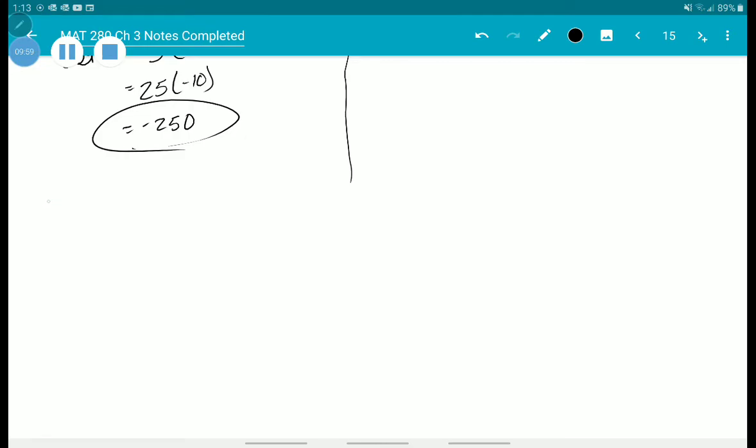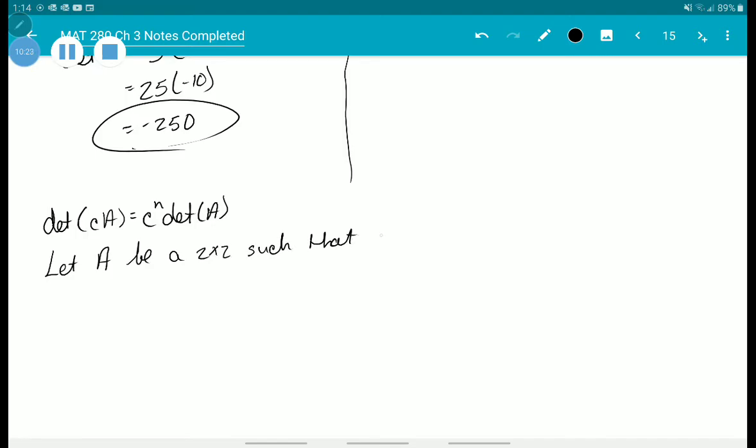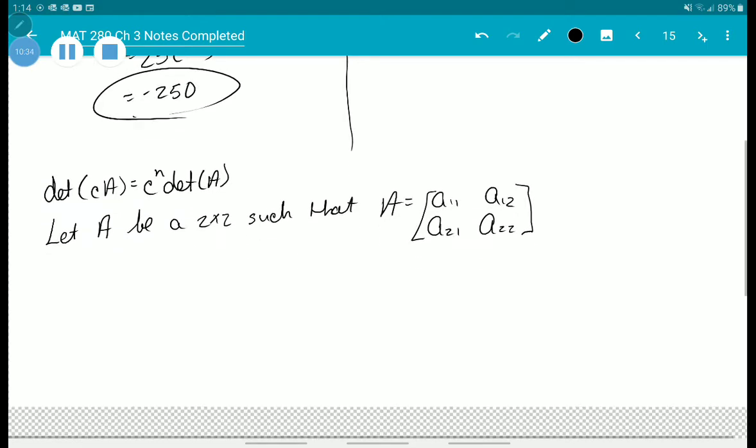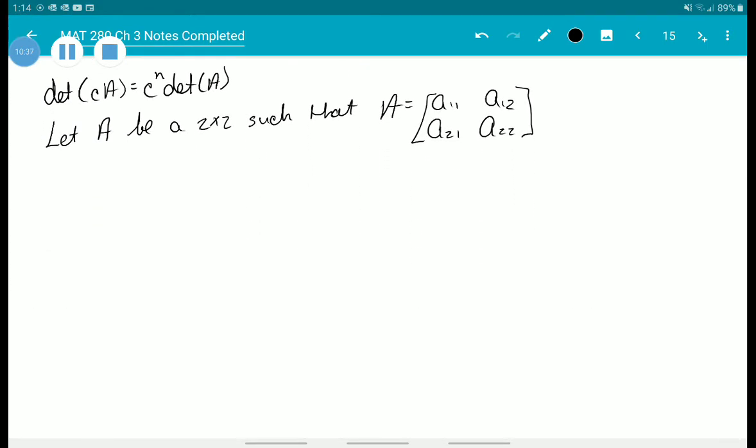So I want to show that for a generic 2 by 2, that the determinant of CA is equal to C to the n times the determinant of A. So we're going to let A be a 2 by 2 matrix, and we're going to define A to look like this. So I think you'll be able to see it come out. We could do the same thing for a 3 by 3 and a 4 by 4, but those proofs are going to get a little tedious. But I think you'll be able to see it with a 2 by 2 pretty easily.